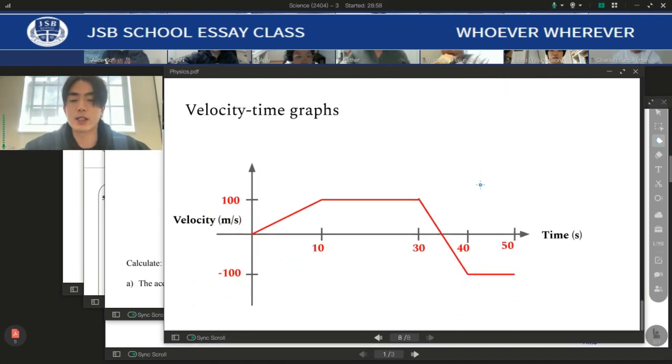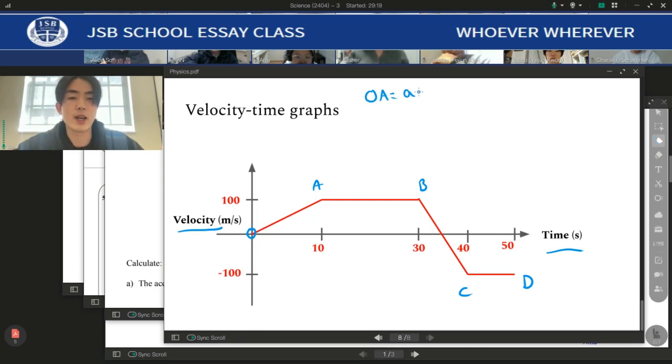All right, let's look at this velocity time graph here. It's a bit more difficult, so let's look at each individual stage. I'll split it up: O, A, B, C, D. We have velocity against time. So O to A, we can say the car is getting faster, so we say it's accelerating. If it's accelerating, we can work it out.